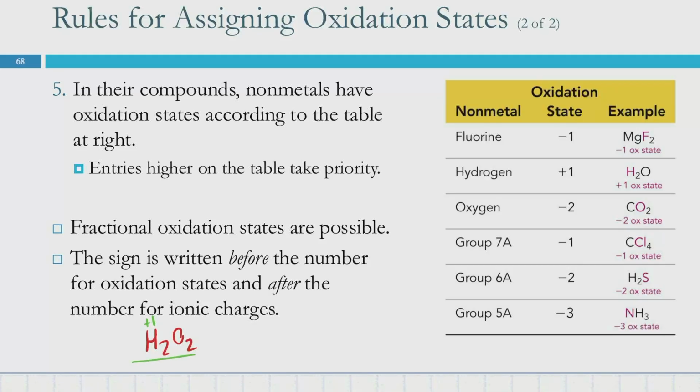So we've got overall +2. To balance that out, we need an overall -2 across our two oxygens, and so oxygen takes on a -1 for its oxidation state, which is not normally what it likes. So stuff like this can happen sometimes. All right, that'll do it for lecture.